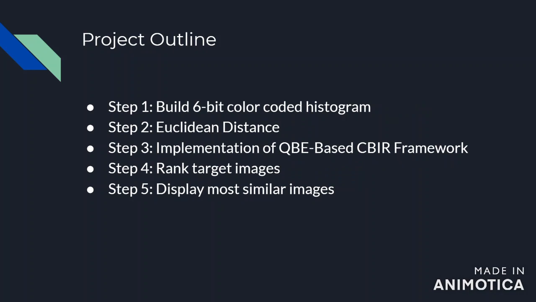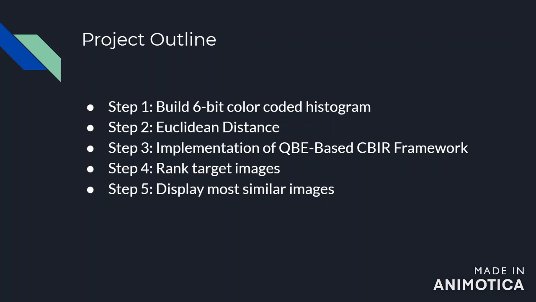Here we have our project outline. Our project was split into 5 smaller projects to make it easier for us to complete. The first step was to build a 6-bit color-coded histogram and store those into a database. The second step was using Euclidean distance to measure distance between our selected image and the images in the database.